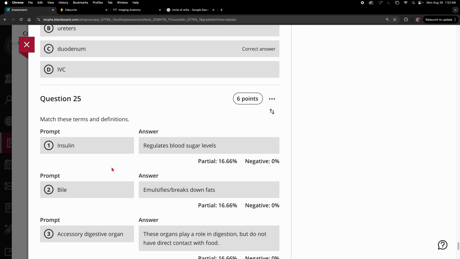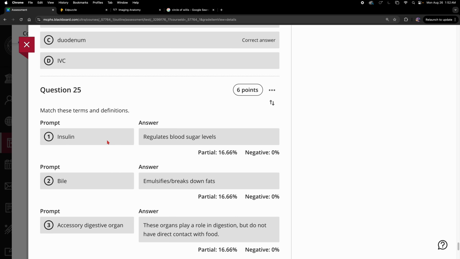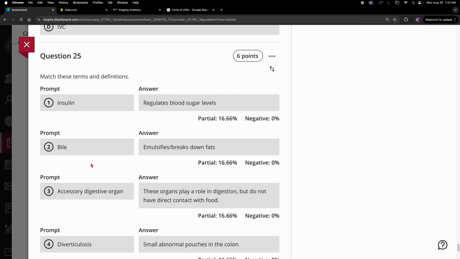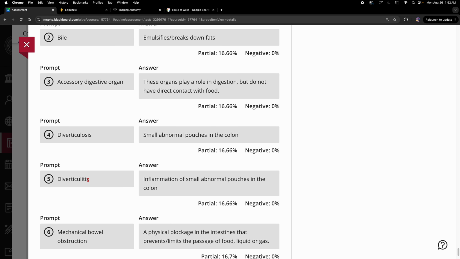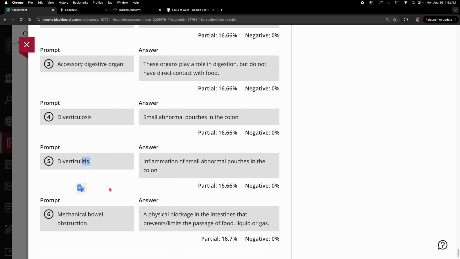25, match these terms and definitions. Insulin regulates blood sugar levels. Bile emulsifies or breaks down fat. Accessory digestive organs play a role in digestion but do not have direct contact with food. Diverticulosis, small abnormal pouches in the colon. Osis, just a condition of having them. When they become inflamed, then it's called diverticulitis. A suffix there meaning inflammation.